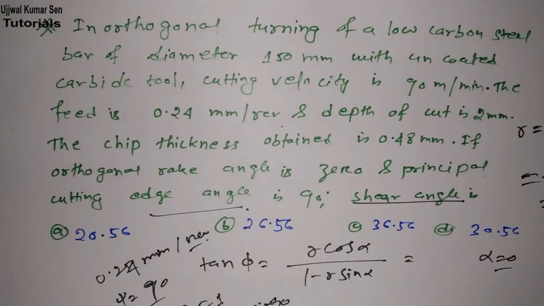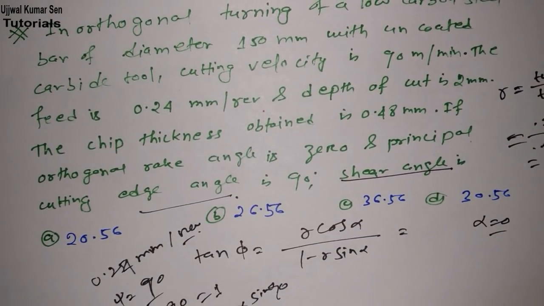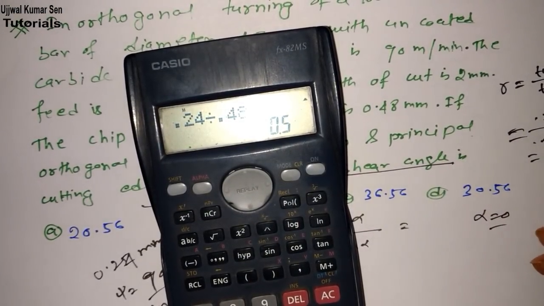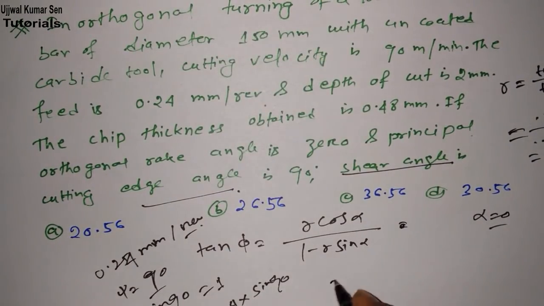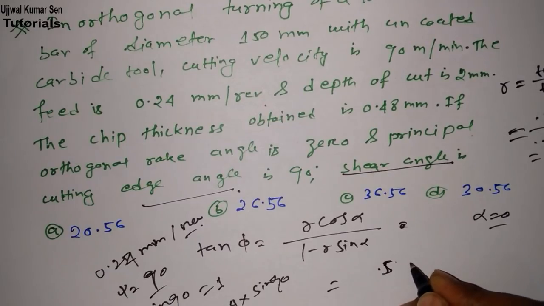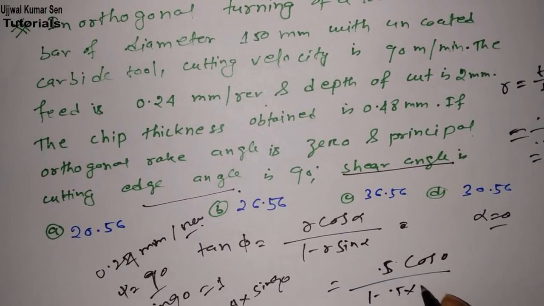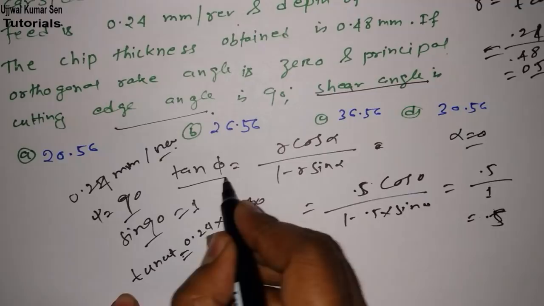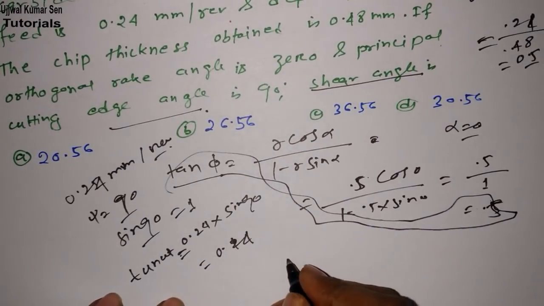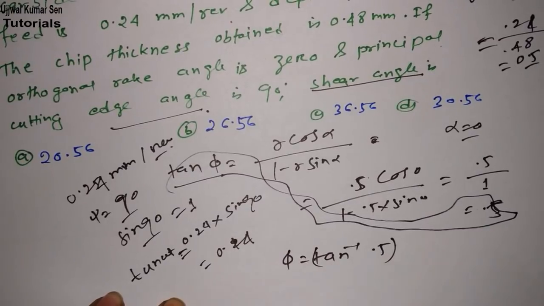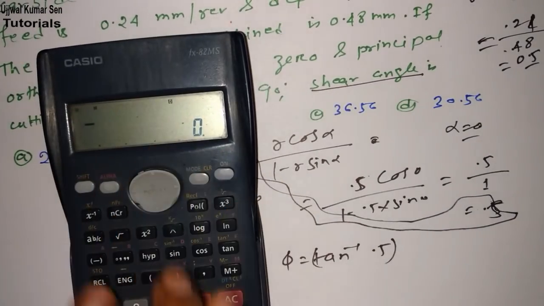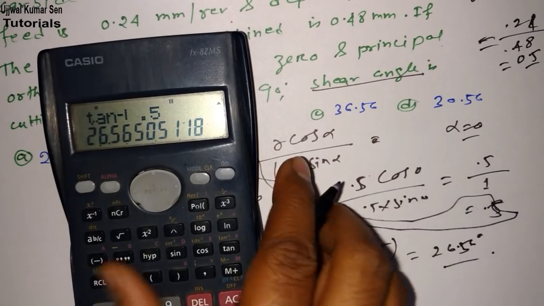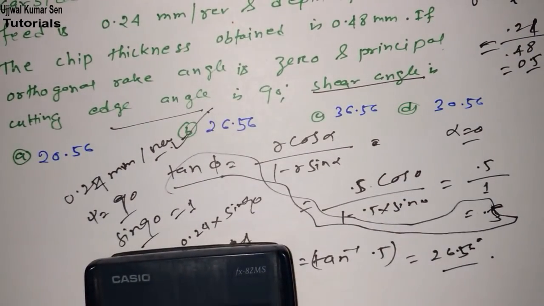So we have to put 0.24 here. Then we got the chip thickness ratio of 0.5, so we put these two values in the formula: 0.5 cos 0 over 1 minus 0.5 sin 0. Cos 0 is 1, and sin 0 is 0, so tan phi is equal to 0.5. So phi is equal to tan inverse 0.5. Right now we need to use a calculator. Tan inverse 0.5 is equal to 26.56 degrees. So B is the right answer for this question.